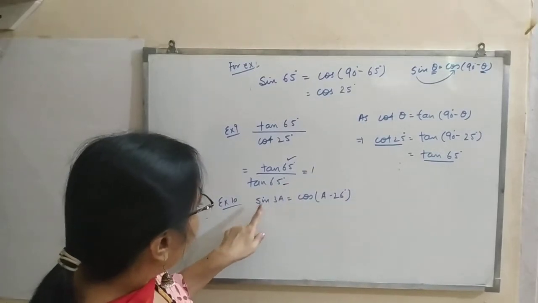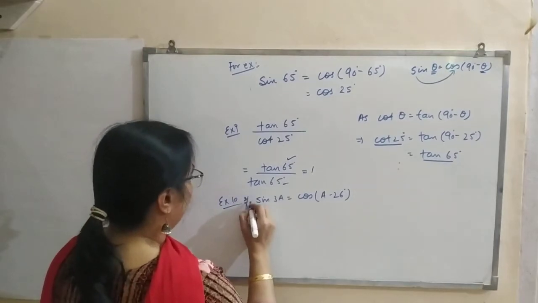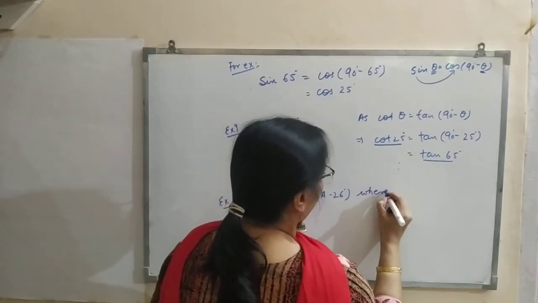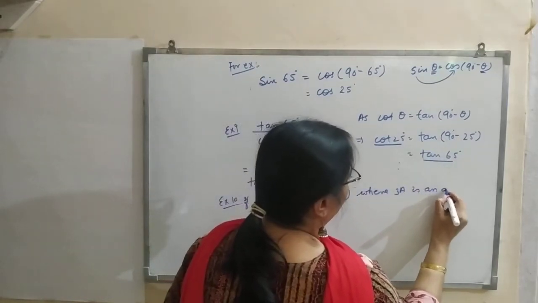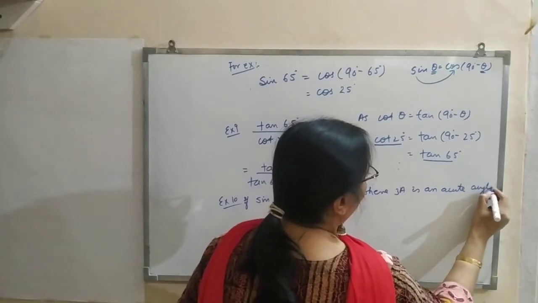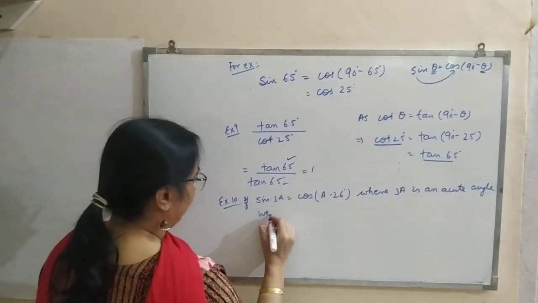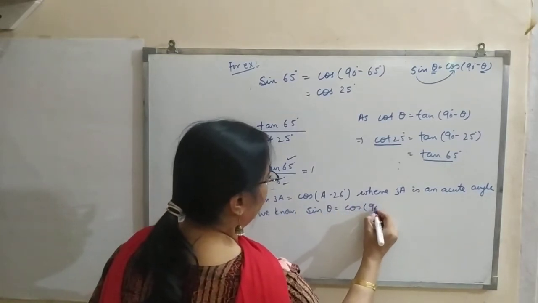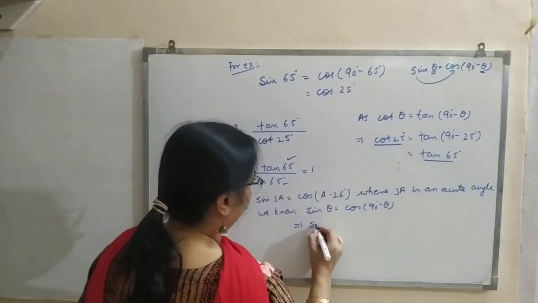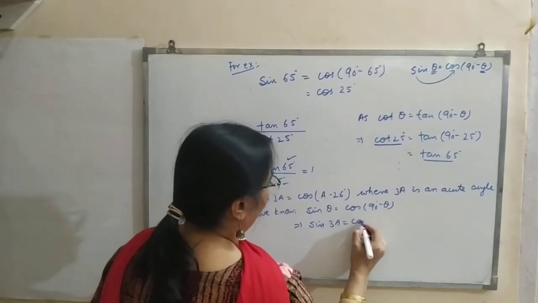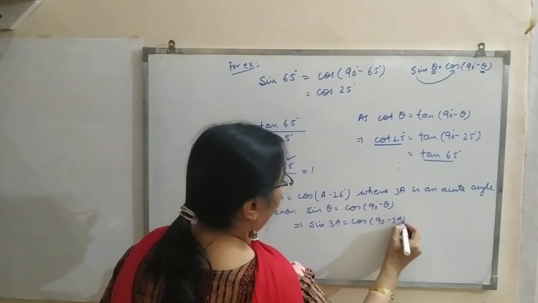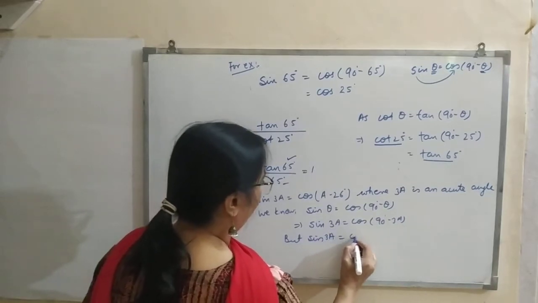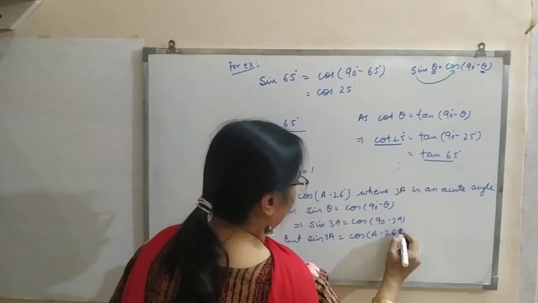10th example, this is very important. You are given if sin 3a is equal to cos of a minus 26, where 3a is an acute angle. Then you have to find a. 3a is an acute angle. So from the conversion, we know sin theta is equal to cos of 90 minus theta, which means if I take theta as 3a, it will be cos of 90 minus 3a. But we are given sin 3a is equal to cos of a minus 26. This is given to you.